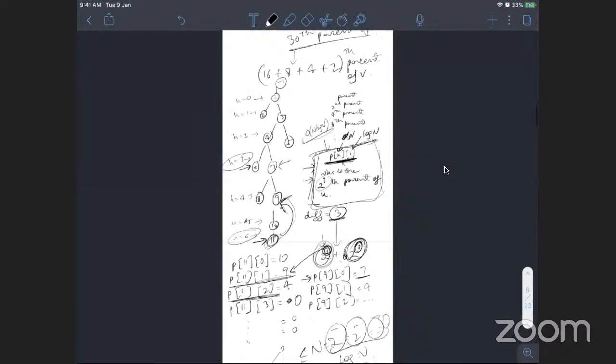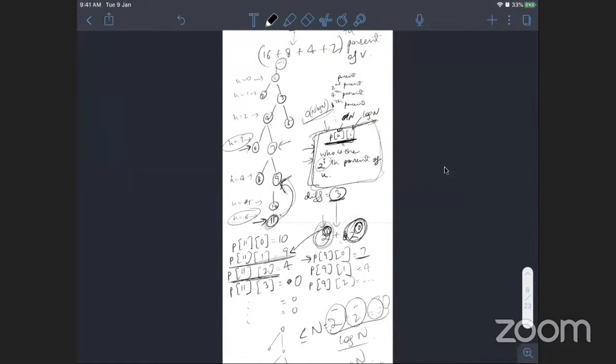Like in this example, here was 6, here was 11. These two were the LCA guys, like the query guys. And the difference in height was 3. Right? 6's height is 3, 11's height is 6. 6 minus 3 is 3. So we said we'll make 11 jump up 3 steps. And to do this 3-step jump up, we said break 3 as powers of 2 here and here. And then do the actual simulation of the jumps.